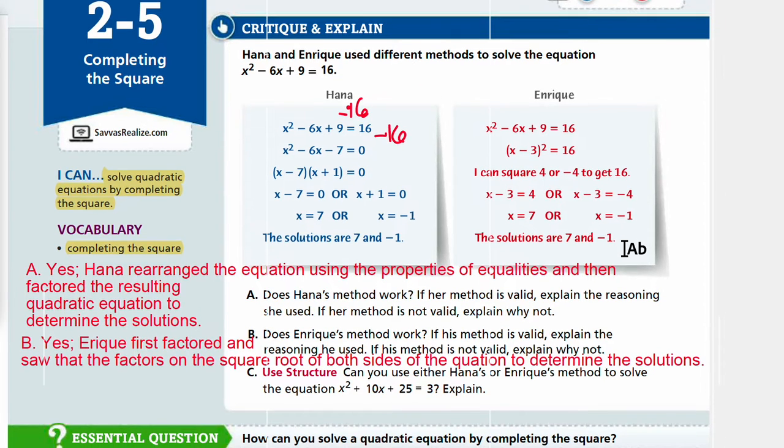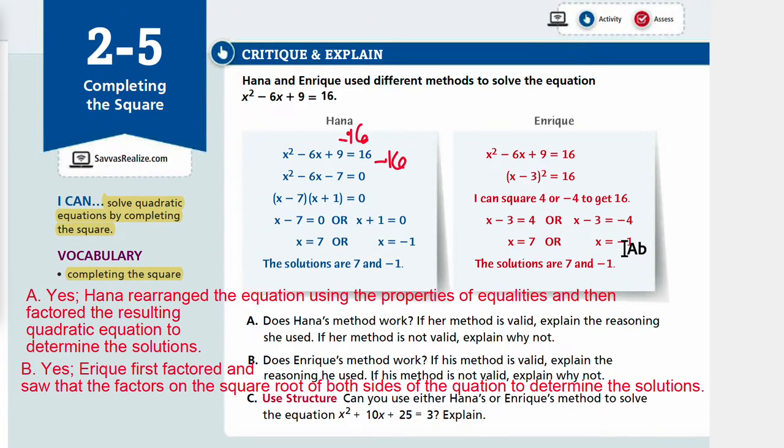Okay, so let's look at part C. Can you use either Hannah's or Enrique's method to solve the equation x squared plus 10x plus 25 equals 3? Explain why. You can't just say they have the same solution and that's why. Why can we use either of them? Because both of them don't change the equation, right? They use the properties of an equation. It's not like they broke the rules or anything, right?